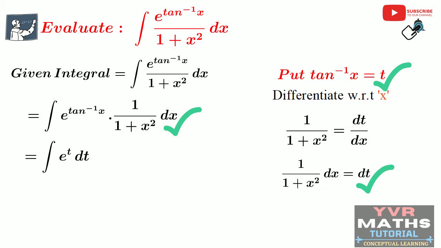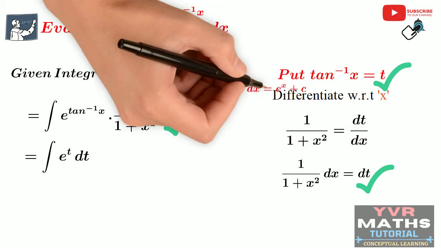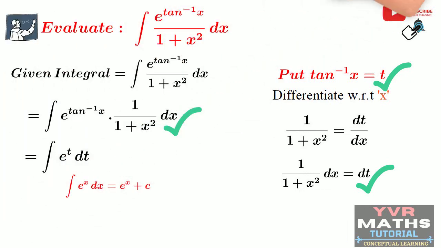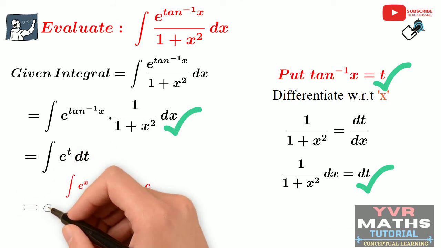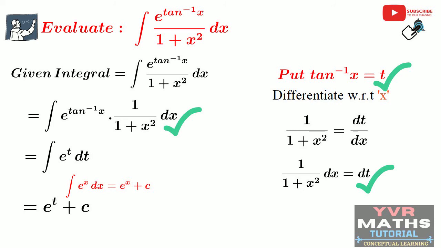That's why we got this step. Now, the given integral reduces to a known form. So, we know the standard integral formula, integral e power x dx. So, by using this standard integral formula, what will we get in the next step? See here, e power t plus c.